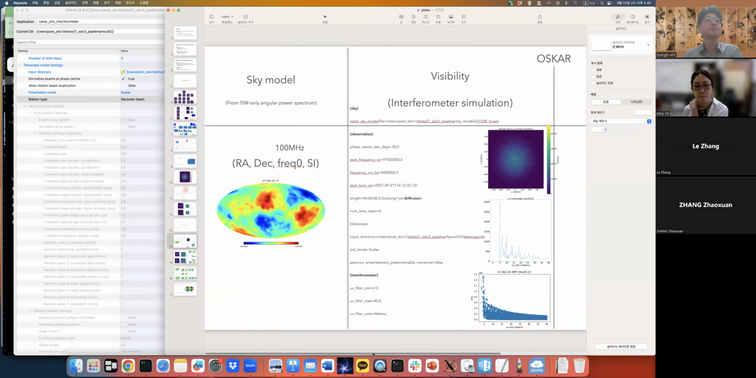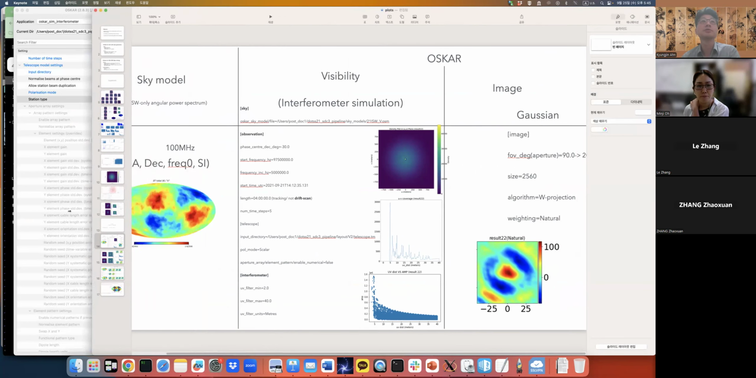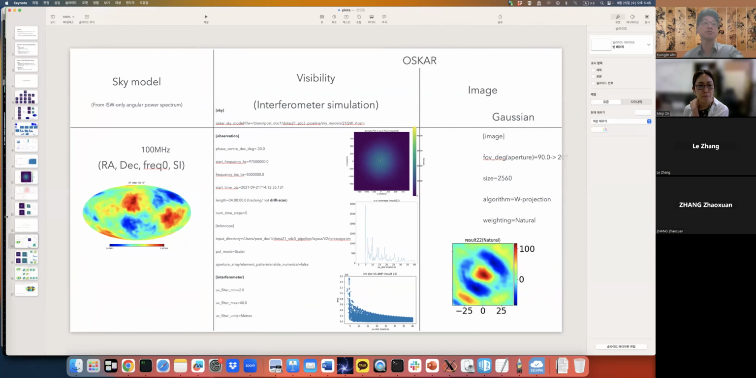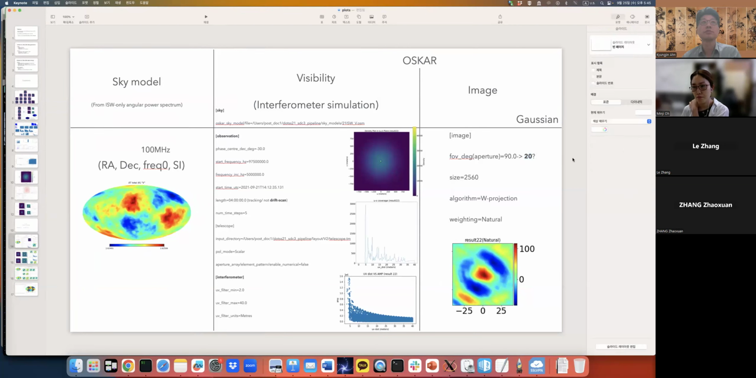Basically, what's the coherent length of your signal on the sky? Larger than 10 degrees. I think 20 by 20 is okay. If it's too large, there would be very strong foreground. So that's the biggest worry.